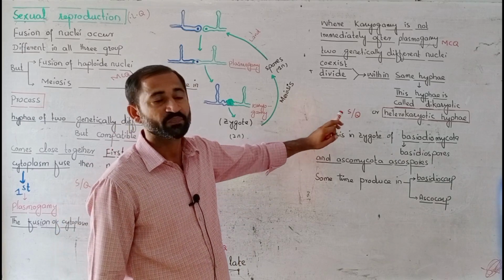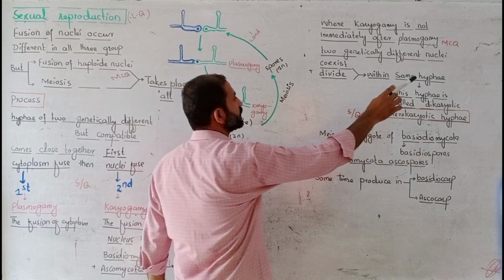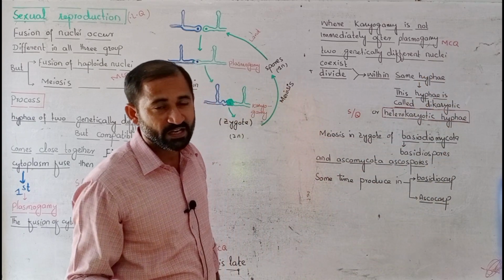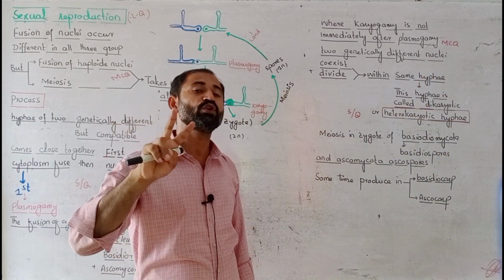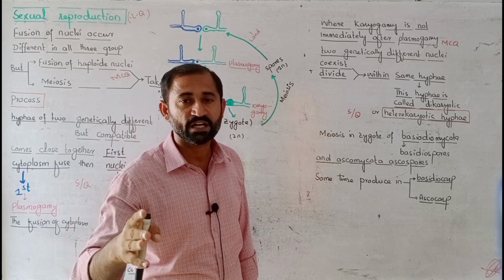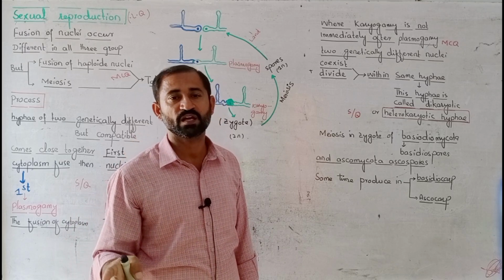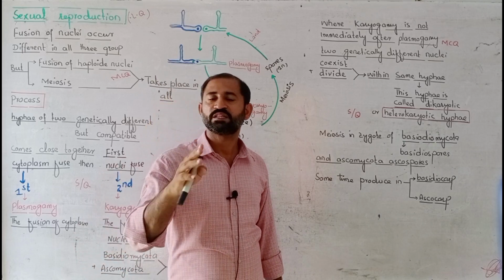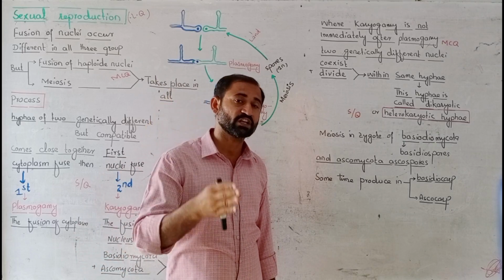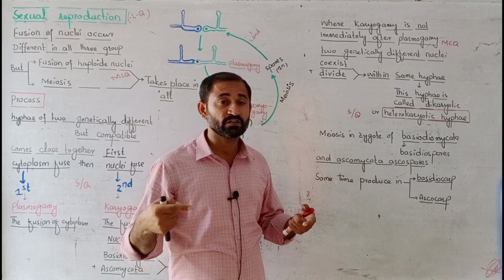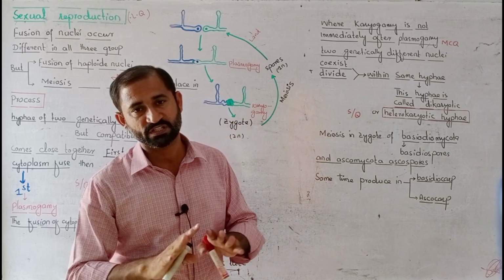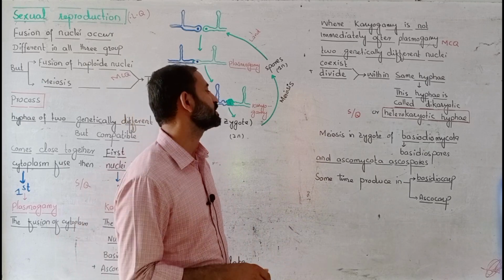This is also a short question, but here is an MCQ: a dikaryotic hypha has two nuclei of different genetic makeup, similar genetic makeup, or any other option. So the two nuclei residing within the same hypha after plasmogamy are genetically different from each other.